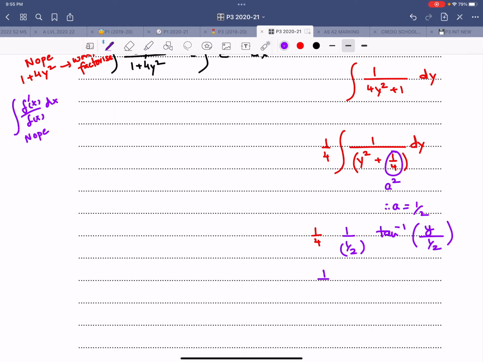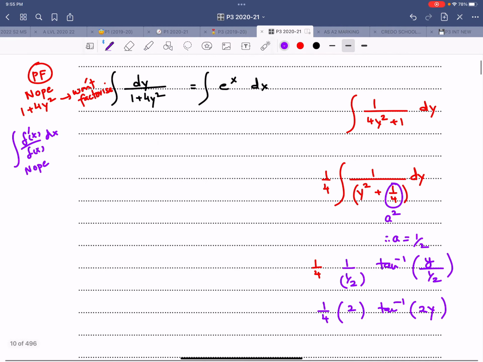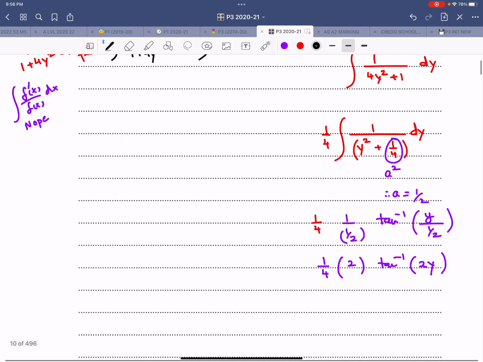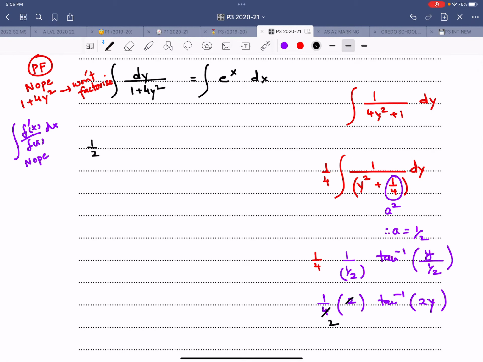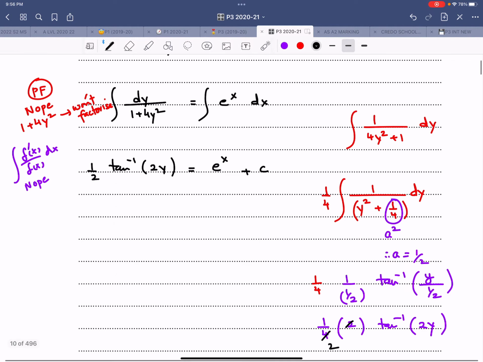This is 1/4, this is 2, this is tan inverse, this is 2y. That is the integration involved in this particular part. Have a look closely exactly what's happening. So therefore this is 2 and this thing cancels out. So therefore this integration is half tan inverse 2y. The integral of e^x is e^x plus a constant of integration c.